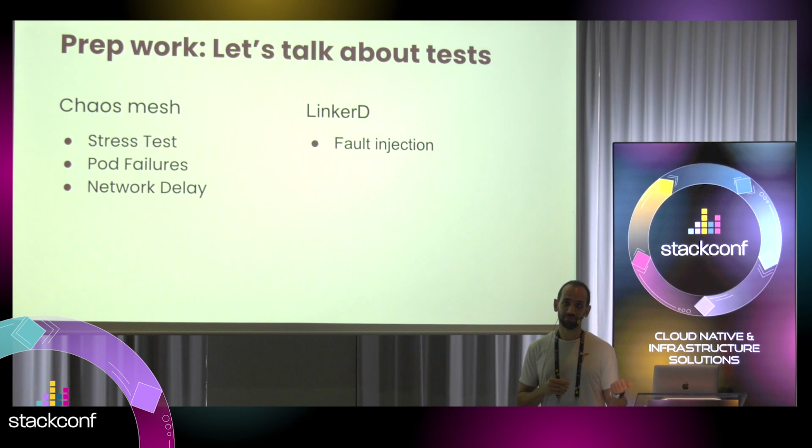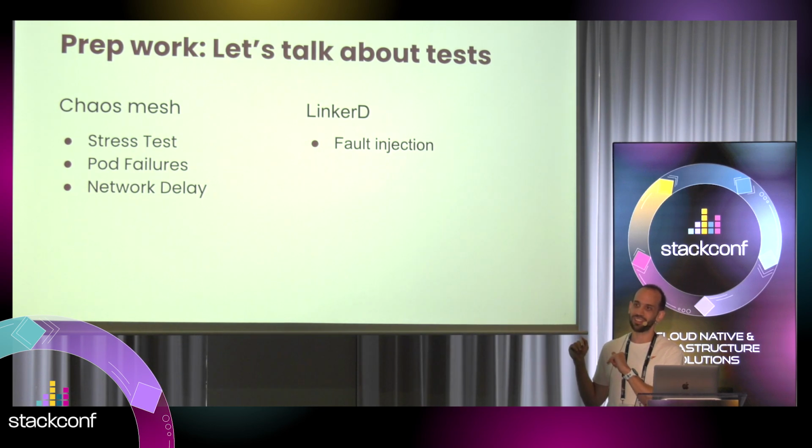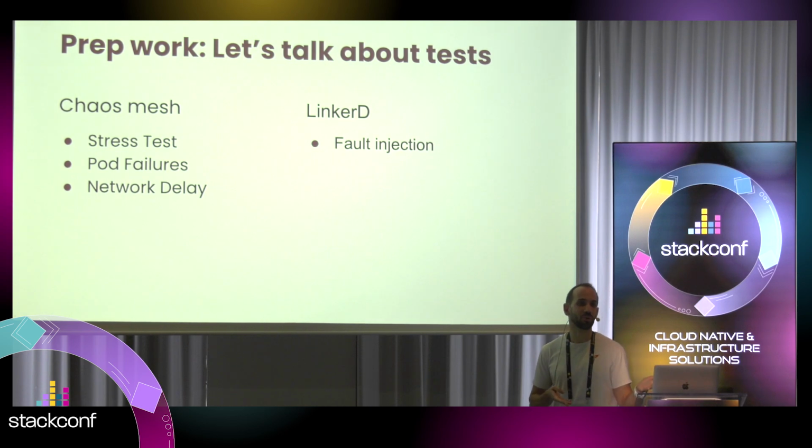We stressed out pod failures and network delay. This came from Chaos Mesh. But we also want to experiment with LinkerD and fault injection. This is tricky because obviously Chaos Mesh can also do fault injection. But if you have engineers thinking with fault injection in mind, then the next thing they can do is, okay, you know what? I can use A/B testing instead of fault injection. You'll see in a bit.